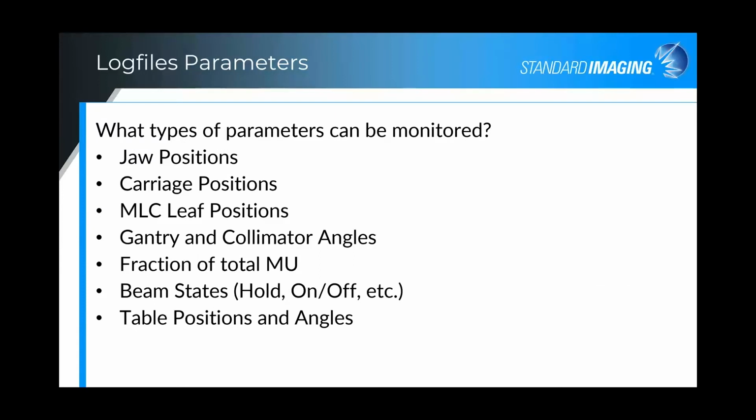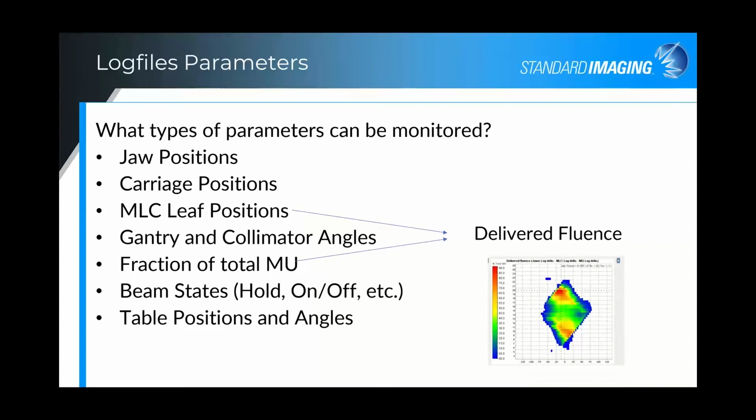So then we gather these log files, and what exactly are the parameters that can be monitored? We've touched on a few, like the MLC positions and the monitor units. Of course, there's also jaw positions, carriage positions, gantry and collimator angles, table positions and angles. But most important for us are the MLC leaf positions and fraction of total monitor unit, because we can generate a delivered fluence, your typical fluence map. Not to say that the table positions, angles, gantry, and collimator aren't important, because those clearly are and should be monitored, but they are monitored separately from the fluence comparisons.